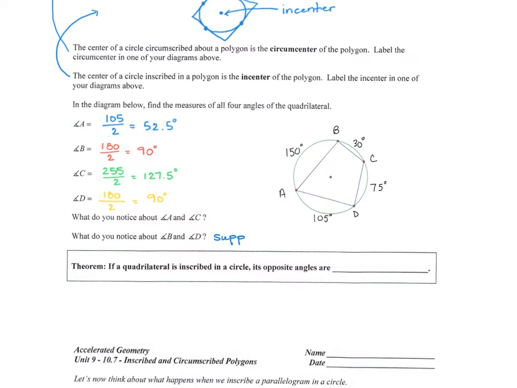And if you notice that, then go back and look at the measure of angle A and the measure of angle C, and if you put those together, 127.5 and 52.5 also equal 180 degrees, which means they are also supplementary. Which leads us to our first theorem that says if a quadrilateral is inscribed in a circle, its opposite angles are supplementary.